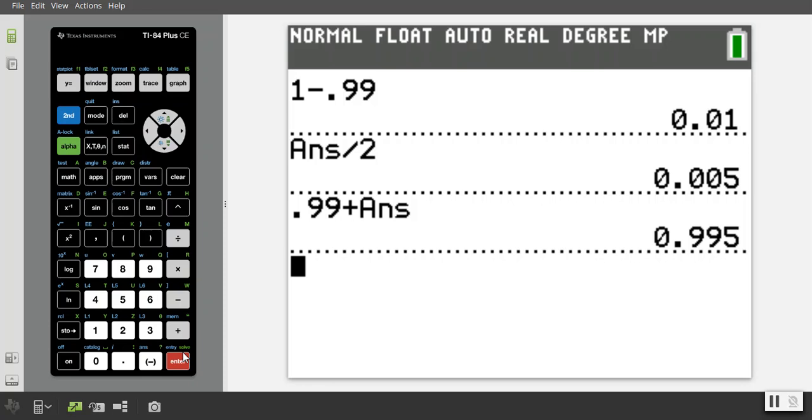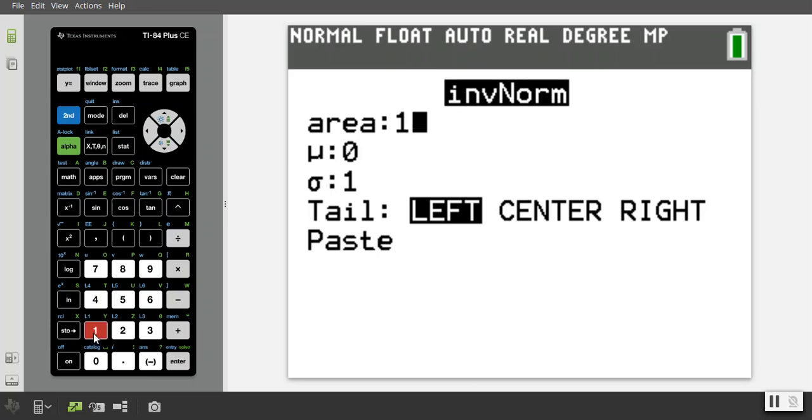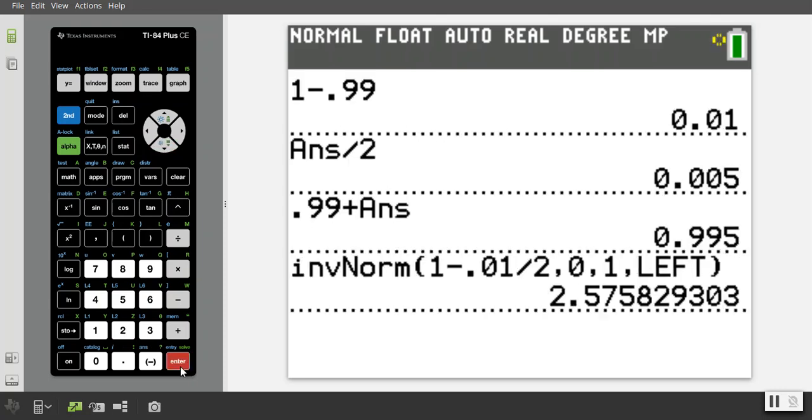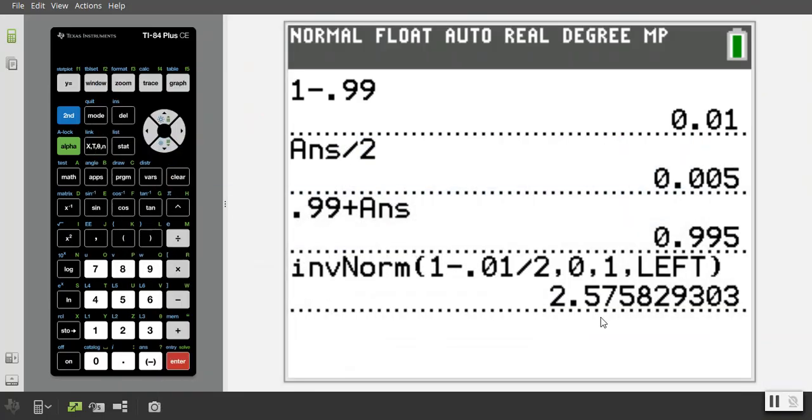So, for example, we had 1 minus the alpha divided by 2. So alpha is 0.01 divided by 2. So in this case we'll just do second vars inverse norm. Okay, so we'll do this again. 1 minus 0.01 divided by 2. And we'll just hit enter. Okay, so we do that, and there we go, 2.57.